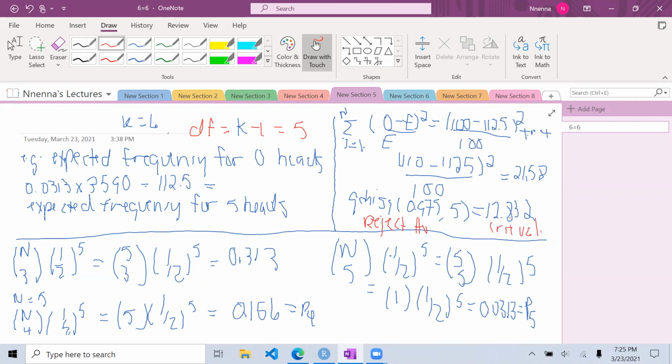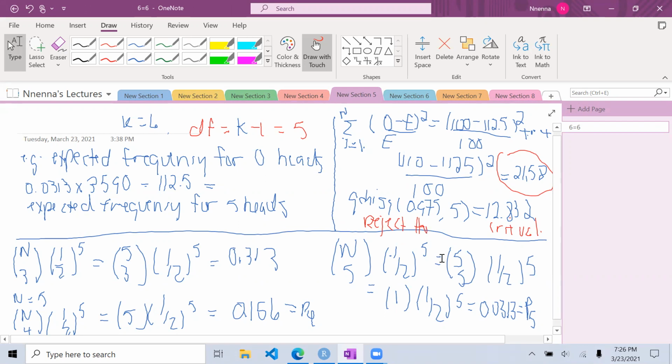And it appears that our critical value is actually less than what we actually observed, which is 21.58. So we're going to reject H0 here. We're going to conclude that we appear to have a significant difference between what we saw in our observed counts, and what we expected under the assumption that we're looking at a fair coin toss.